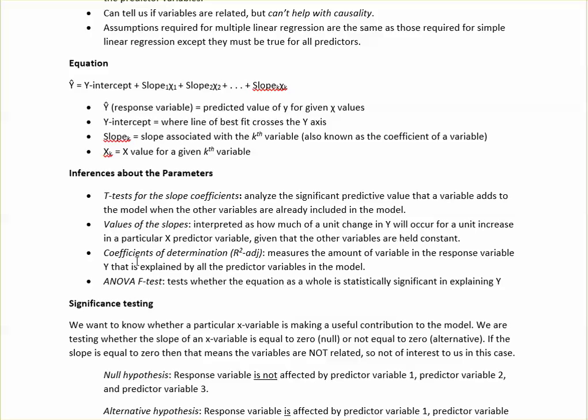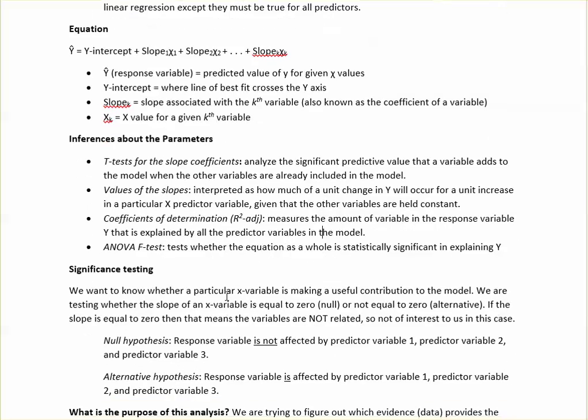The coefficient of determination, or the r-squared adjusted, so this is important, we're not just using r-squared, but we are using the r-squared adjusted this time, measures the amount of variability in the response variable y that is explained by all of the predictor variables in the model. And then we have the ANOVA F-test, which tests whether the equation as a whole is statistically significant in explaining y. So here are the different things that we'll be looking at when we actually start doing it in Minitab.